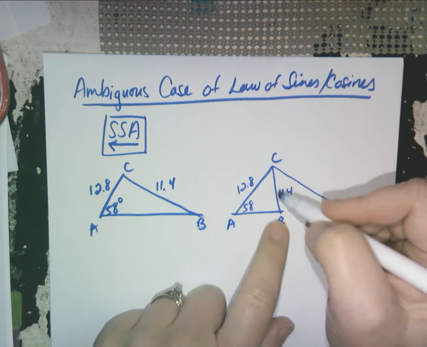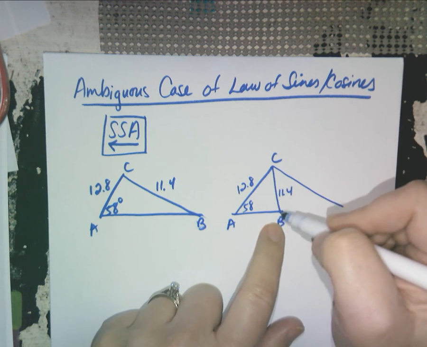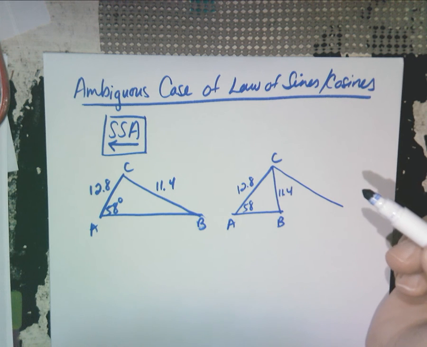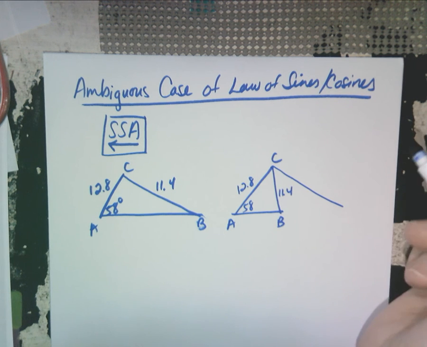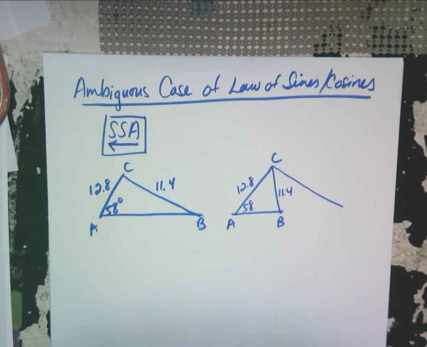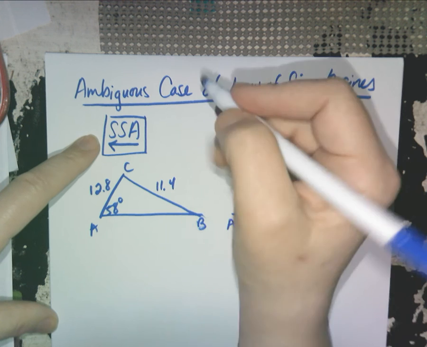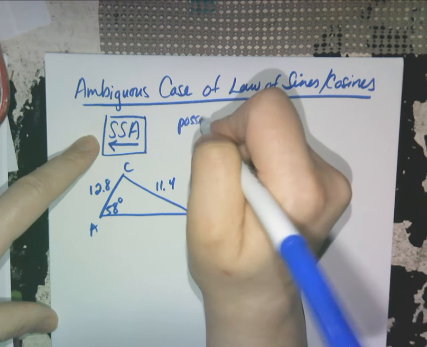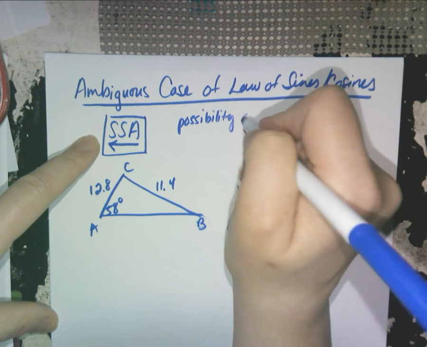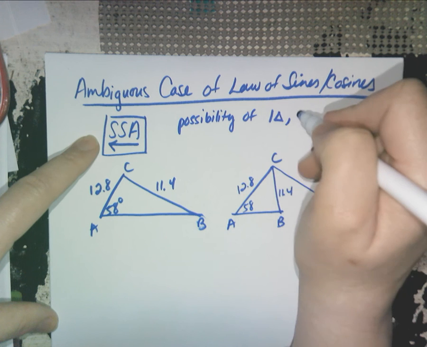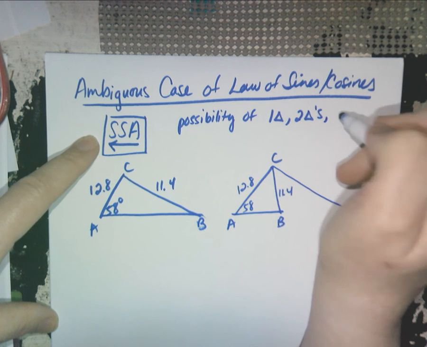You could also have that 11.4 not even touch here. That was like your third possibility. Again, go back to geometry. I know it's been a while, but you had all these triangle inequality things that could happen. So when you end up with an SSA case, you could have the possibility of one triangle working or two triangles working or none.